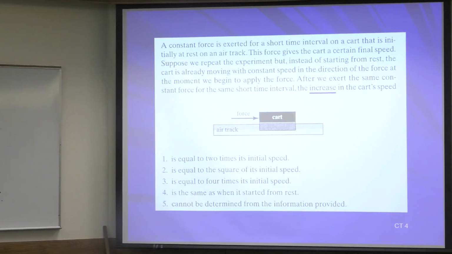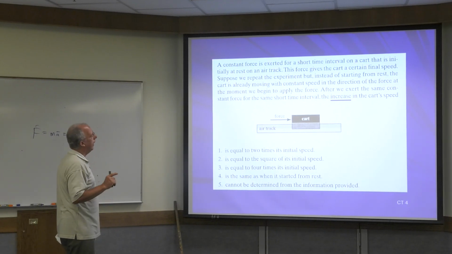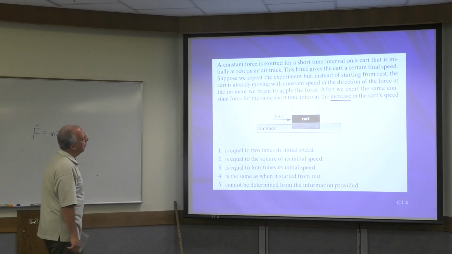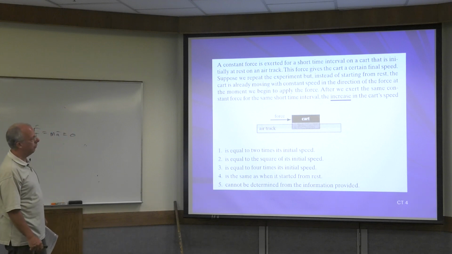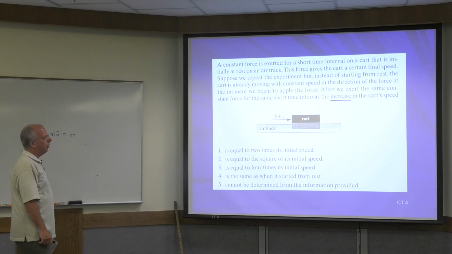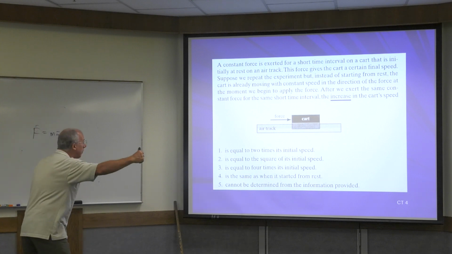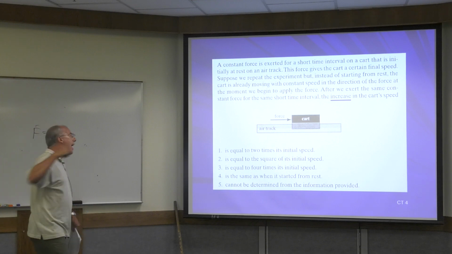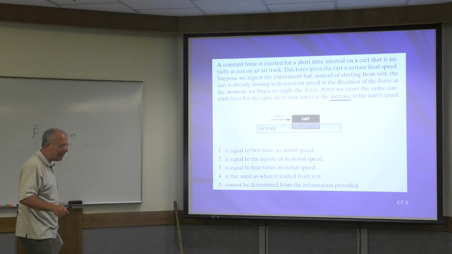Okay, let me see. So the constant force is exerted for a short time interval on a cart that is initially at rest on an air track. This force gives the cart a certain final speed. Got it. Suppose we repeat the experiment, but instead of starting from rest, the cart is already moving with a constant speed in the direction of the force at the moment we begin to apply the force. After we exert the same constant force for the same short time interval, that increase in the cart's speed is what?